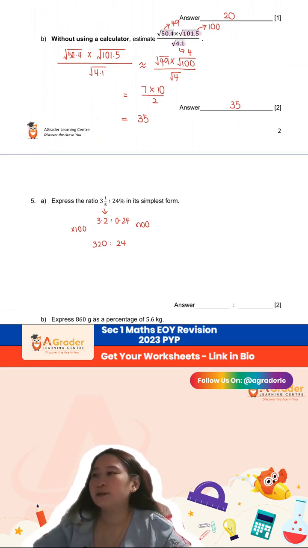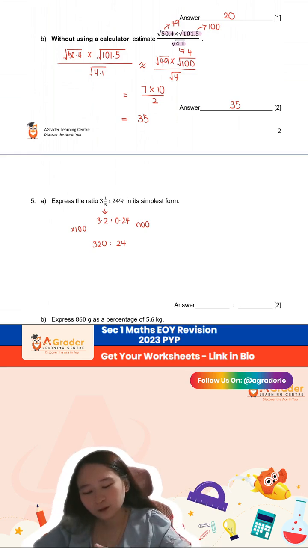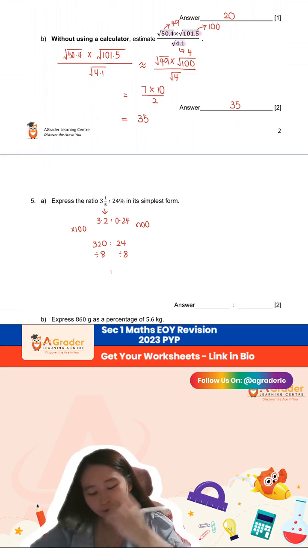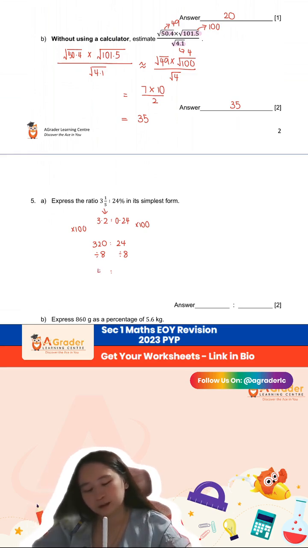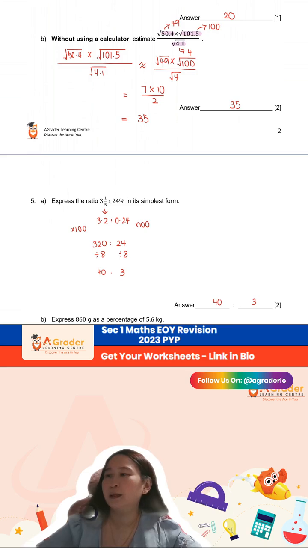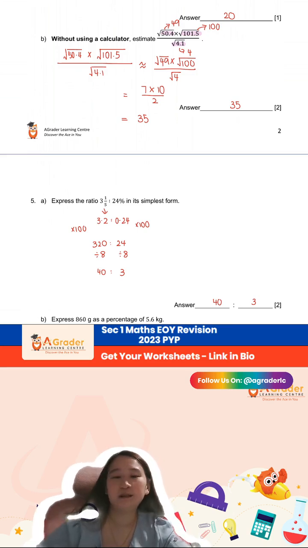Okay, so after getting 320 is to 24, both numbers can be divided by 8. You divide by the highest common factor here. So 320 divided by 8, you get 40. And then 24 divided by 8, you get 3. And then this is in your simplest form. You cannot simplify further because 3 is a prime number.